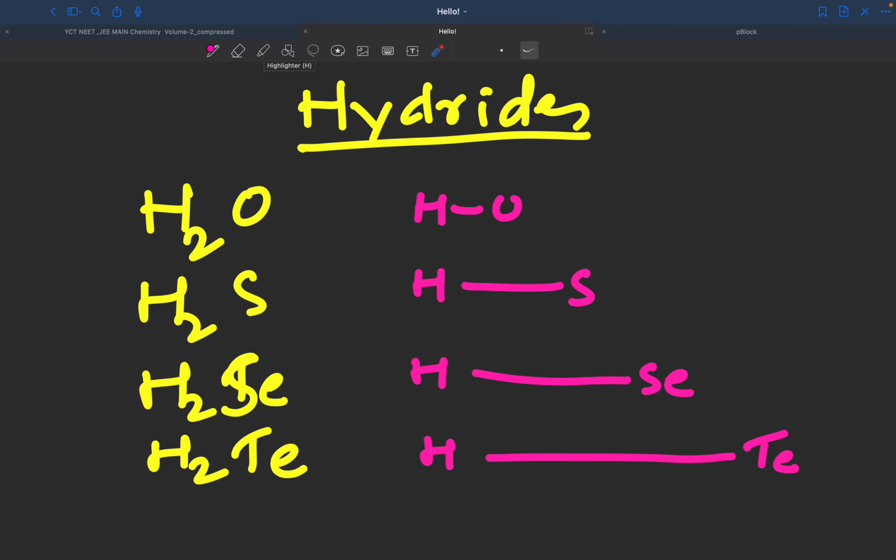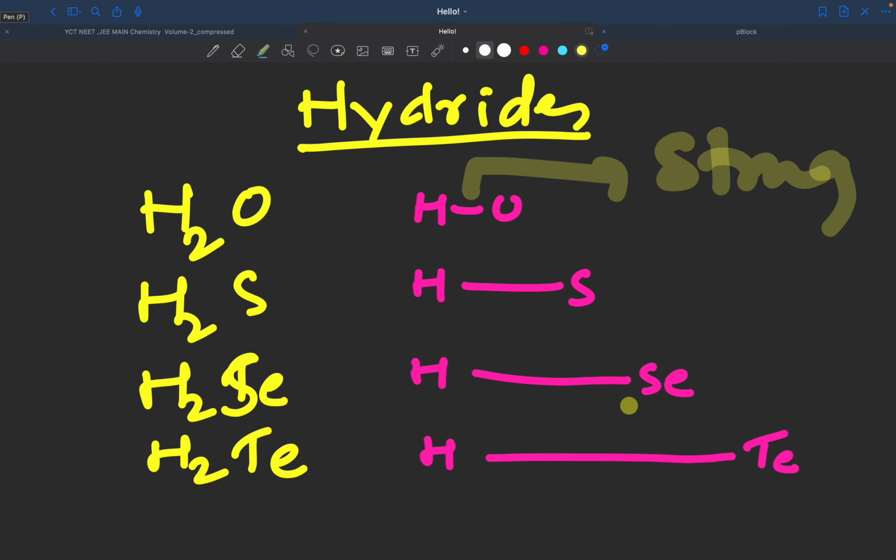It's increasing. Why is it increasing? Because the size of these elements is increasing. Hydrogen is common to all, and oxygen, sulfur, selenium, tellurium, the size is increasing, the bond length is increasing as we go longer. What happens here? So this bond looks strong. So this bond is very strong, whereas this bond is weak.